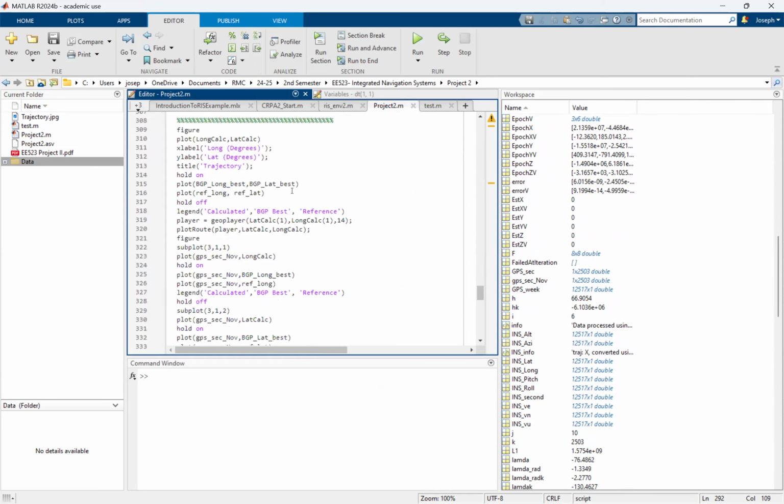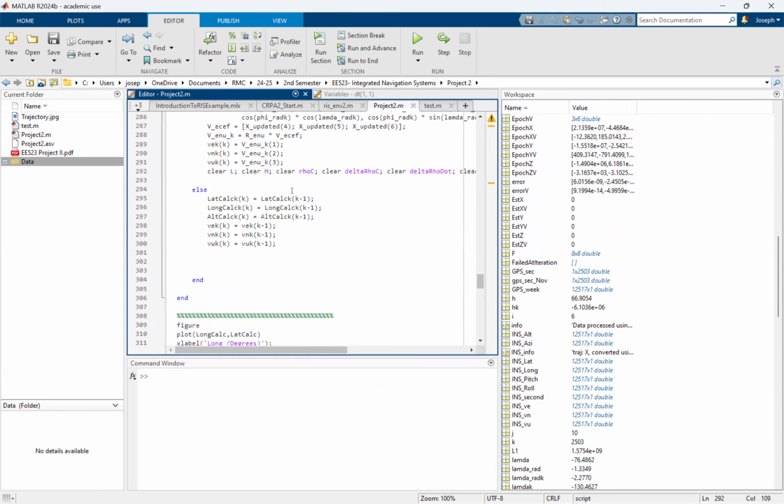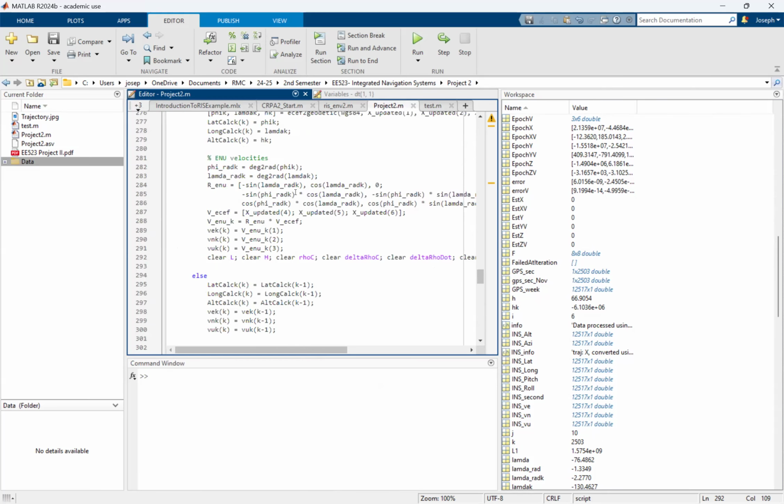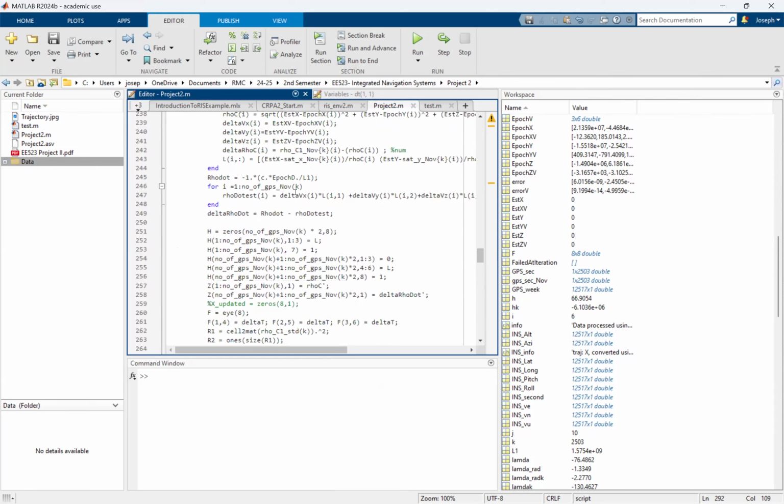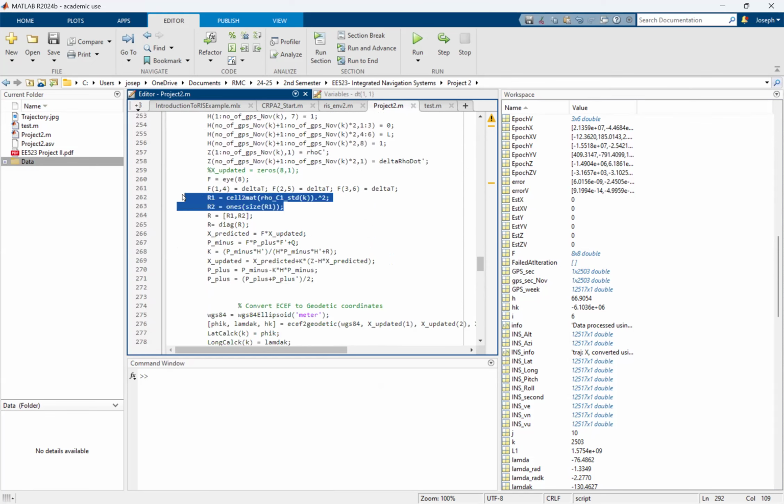Did you start now? Where is your R matrix? Let's see. Here. So for the standard deviation for the range, it's here, but I don't see anything related to the Doppler, so I just put ones. Oh no, in your example there it is mentioned. Sorry, I was thinking loosely coupled. So you are working on the Kalman filter for the GPS only case. Yeah, there should be.